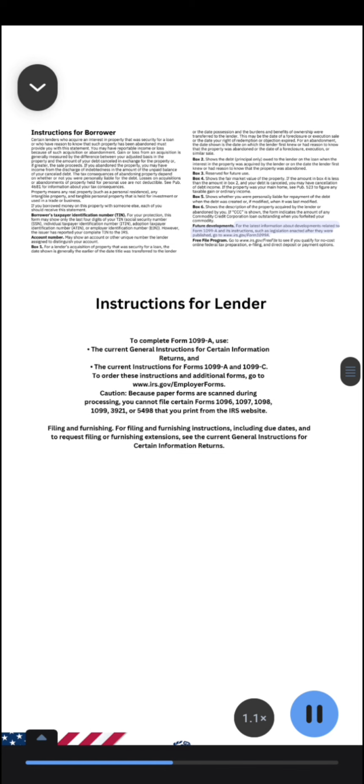Future developments. For the latest information about developments related to Form 1099-A and its instructions, such as legislation enacted after they were published, go to www.irs.gov/form1099A.